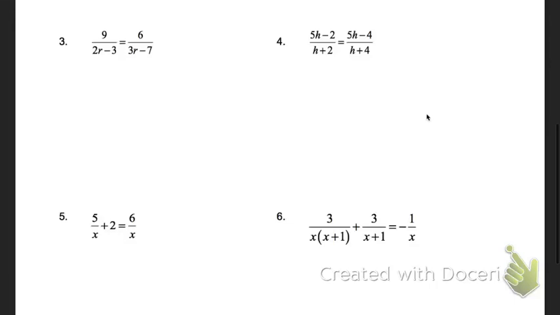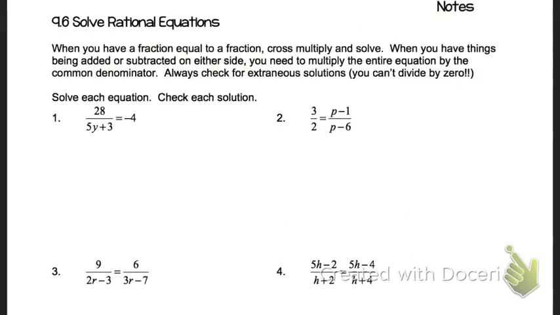Okay, 9.6. Today we are only going to do 1 through 10, and then I'm going to save 11 and 12 for next class. So this is just taking 9.5 and taking it a step further by actually solving too. So instead of just adding and subtracting fractions, now we're going to solve them. And there are 2 different types of fractions that you'll see. We're going to encounter both of them.